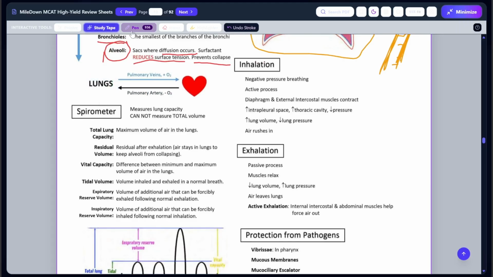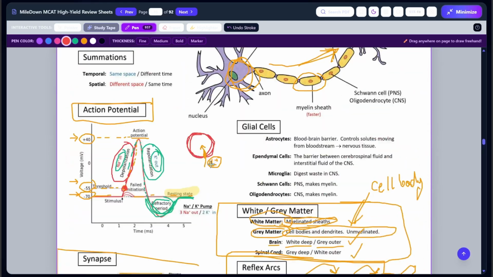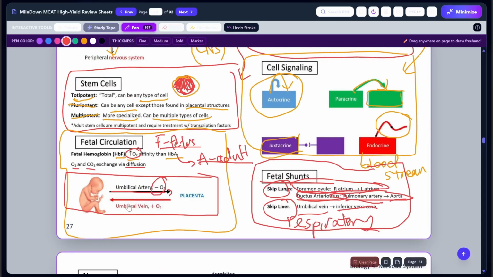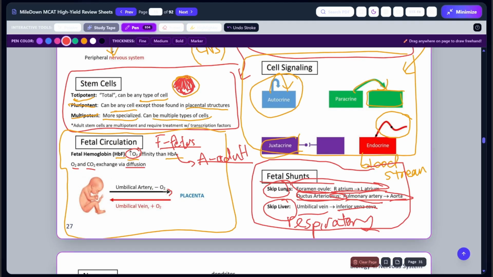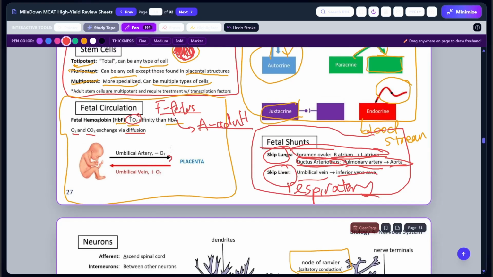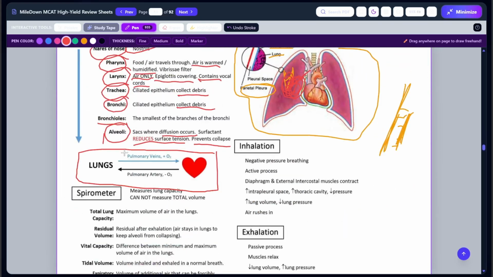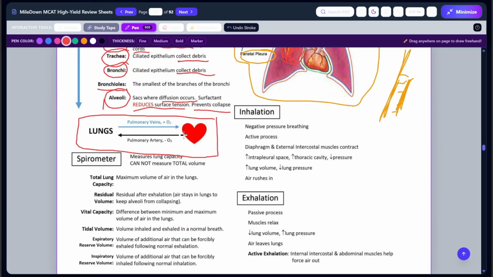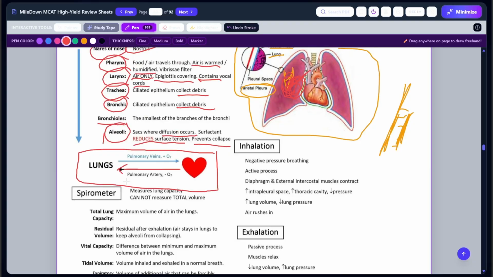Remember, contrast this with the fetal system. So let's go back to the fetal system here. You can see that the fetus's umbilical artery out is deoxygenated, but the umbilical vein in is oxygenated. Usually people say that veins are deoxygenated and arteries are oxygenated, but as you see in the fetus, it's not the case. But if you look at your normal person over here, your pulmonary veins are oxygenated and your arteries are deoxygenated, carrying deoxygenated blood to the lungs, and your veins are carrying oxygenated blood to the heart.